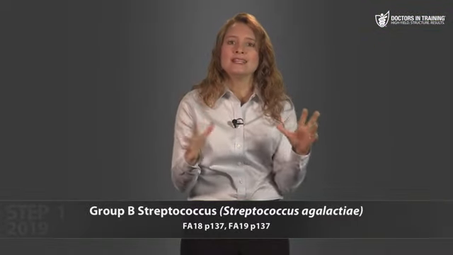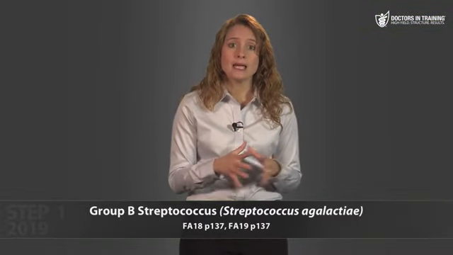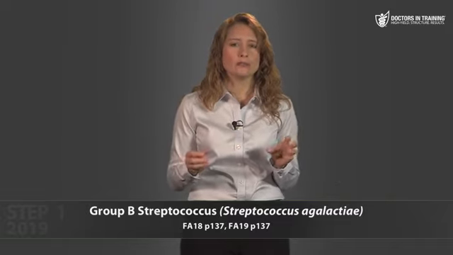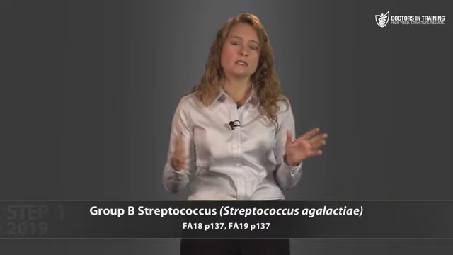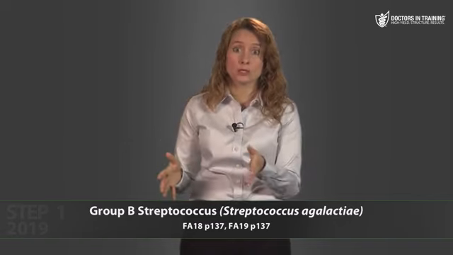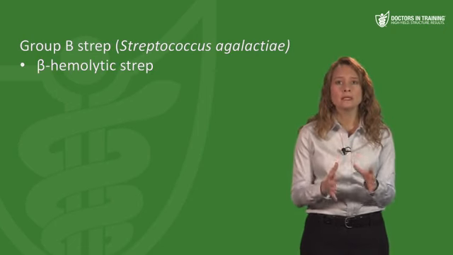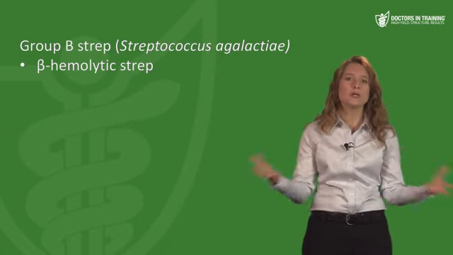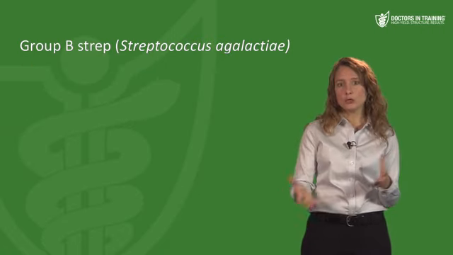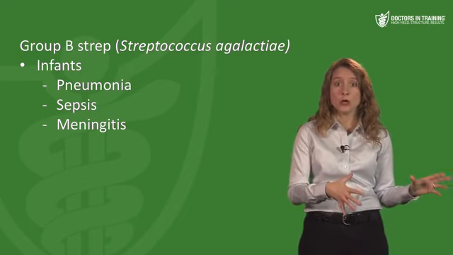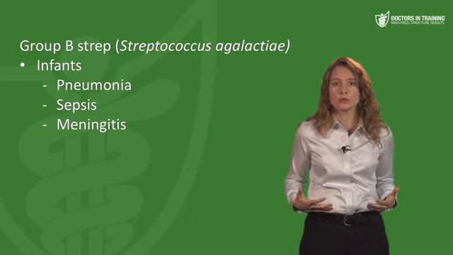Good. Now let's move on to Streptococcus agalactiae, more commonly referred to as Group B strep. And sometimes you're going to hear it referred to as GBS. So GBS is the same as Group B strep and it's the same as Streptococcus agalactiae. Remember that Group B strep is another beta hemolytic strep, like Group A strep. What does Group B strep cause? Well, it depends on who you are. It causes pneumonia, sepsis, and meningitis in babies, especially in those whose mothers were colonized with Group B strep in their genitourinary tract.